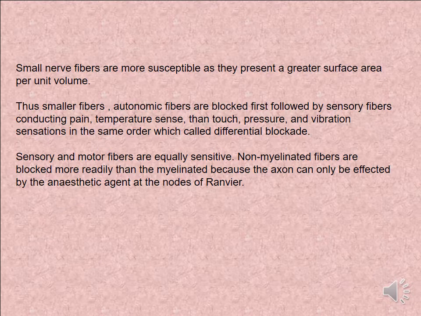Non-myelinated fibers are blocked more readily than myelinated fibers because the axon can only be affected by the anesthetic agent at the node of Ranvier. So myelinated nerve fibers are affected by local anesthesia less than non-myelinated fibers.